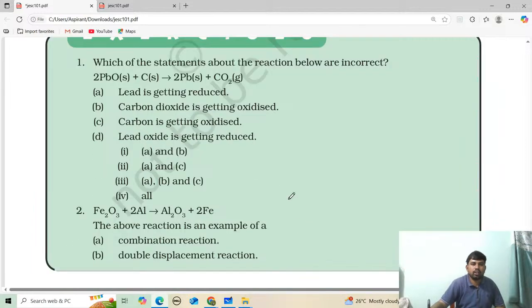So what is the first answer? Which of the following statements about the reactions below are incorrect? They're asking incorrect, not correct, so underline this word. Lead is getting reduced. It is lead oxide, so the statement is wrong. Carbon dioxide is getting reduced. Carbon is oxidized into carbon dioxide. This statement is wrong. Carbon is getting oxidized, yes correct, C becomes CO2. So the correct statements are C and D. Wrong statements are A and B. This is the right answer.